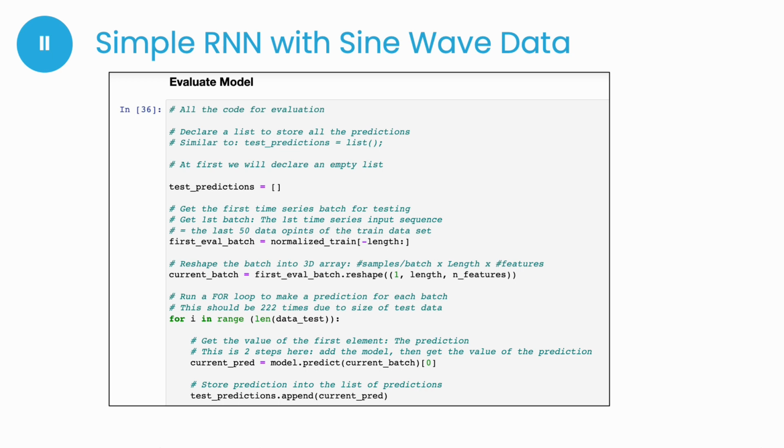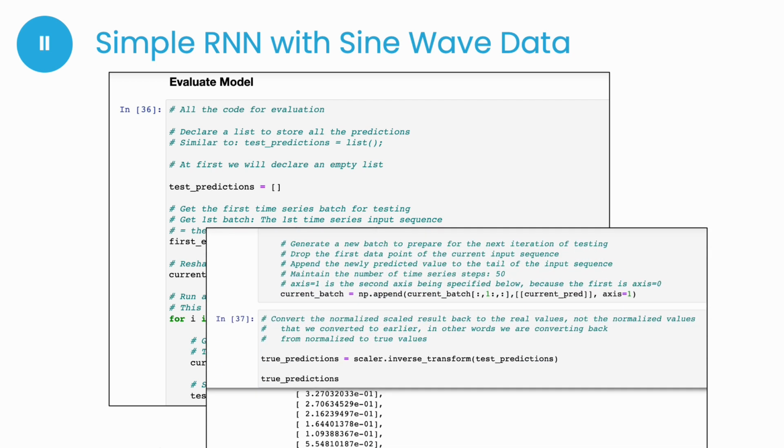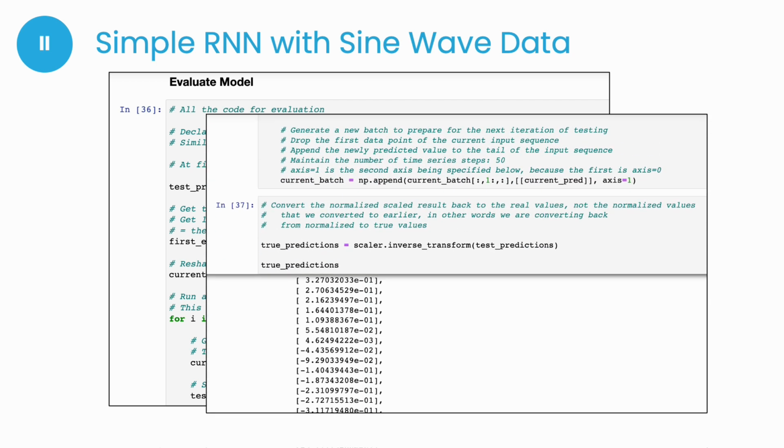Then the model gets the value of the first element by adding the model, then getting the value of the prediction. The prediction is stored into a list of predictions, then a new batch is generated for the next iteration of testing by dropping the first data point of the current input sequence and appending the newly predicted value to the end of the input sequence, maintaining the number of time series steps at 50. The normalized scaled result is converted back to the real values and the true predictions are displayed.